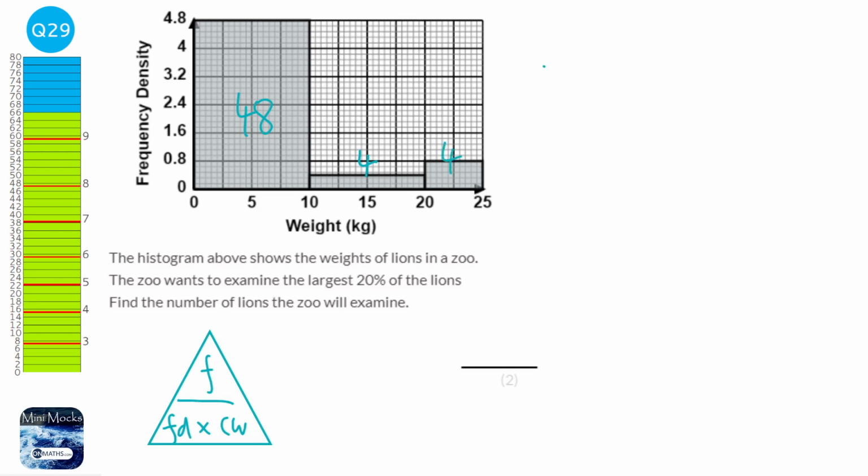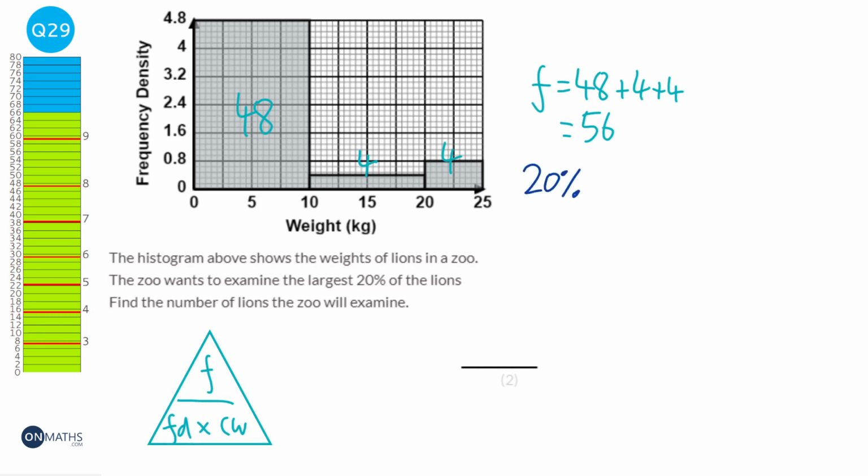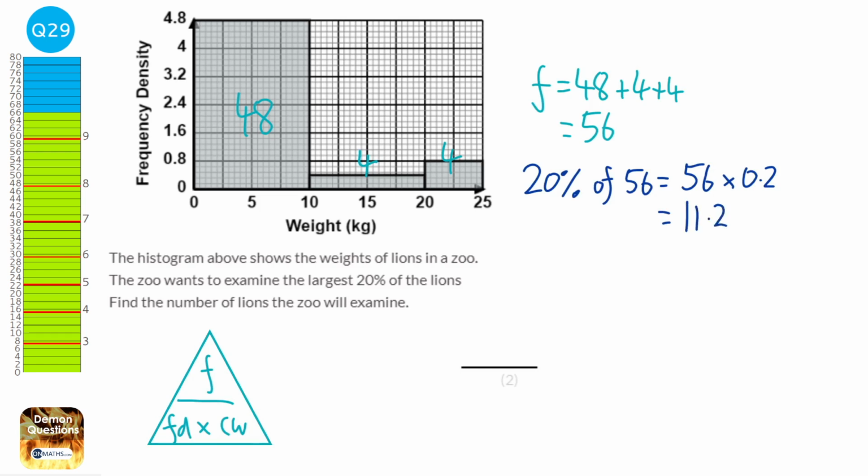Work out the total frequencies. So it would be 48 plus 4 plus 4, which will be 56. So 56 lines in total. And they only want to see the largest 20%. So we're just going to work out 20% of 56, which we can do by multiplying it by 0.2, and that'll give us 11.2. Now you can't have 0.2 of a line, so we can just round that to 11.